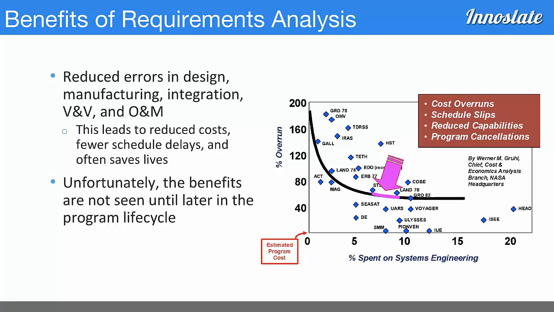So we've learned a lot from that. Again, the cost overruns, you have schedule slips, you have reduced capabilities, you have program cancellations, and ultimately, if the error propagates into the operations phase, you can have loss of life.